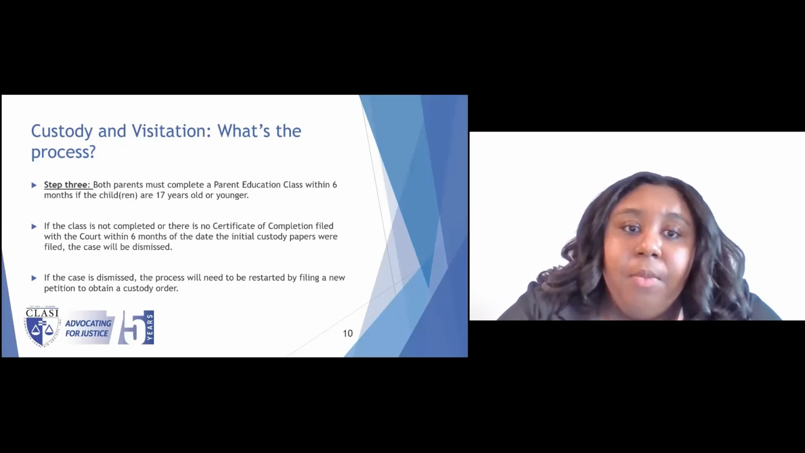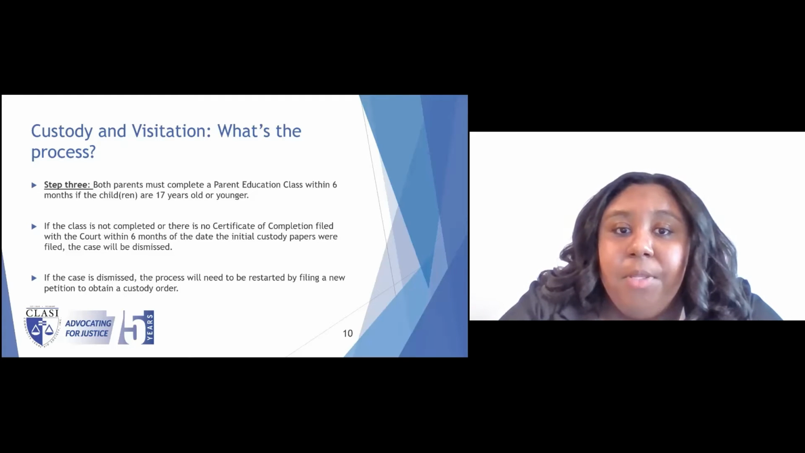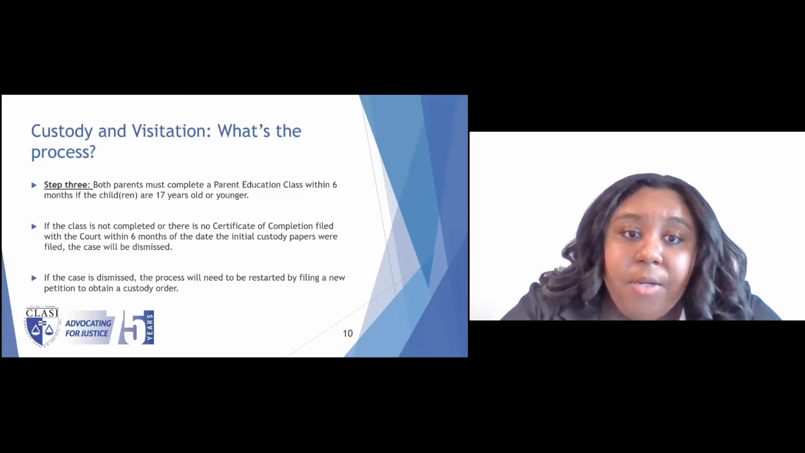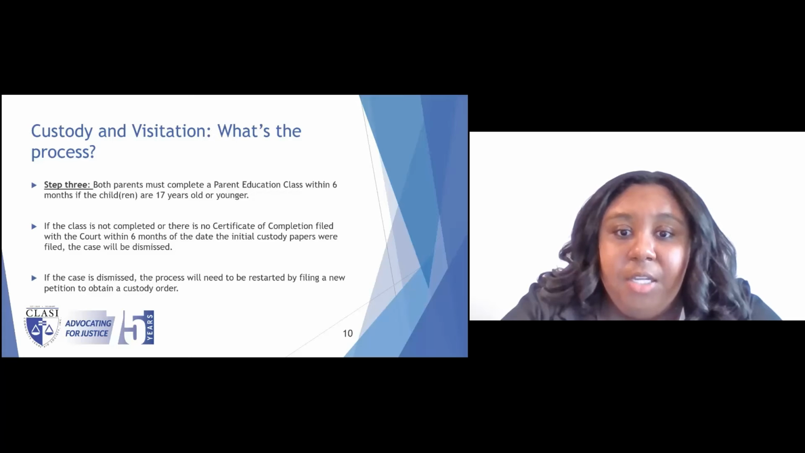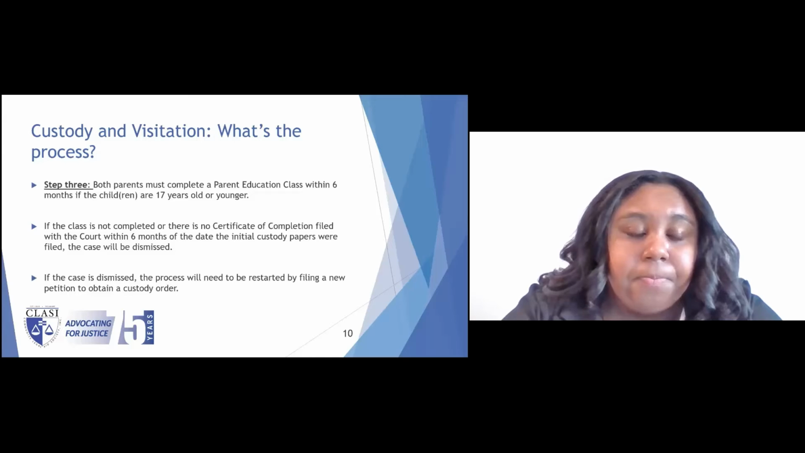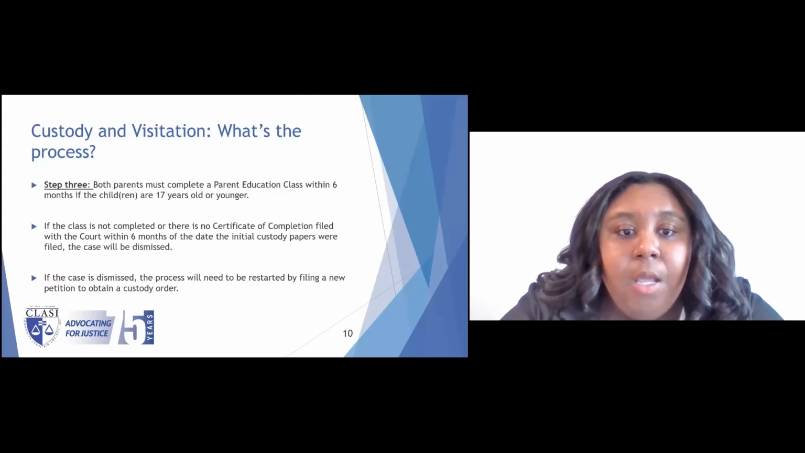Step 3. Both parents must complete a parent education class within 6 months if the child or children are under 17 years old. If the class is not completed, or there is no certificate of completion filed with the court within 6 months of the initial date the custody papers were filed, the case will be dismissed. If the case is dismissed, the process will need to be restarted by filing a new petition to obtain a custody order.